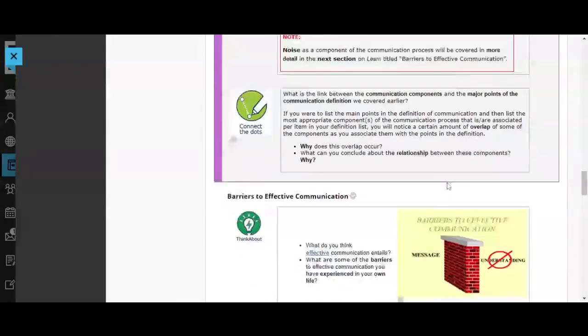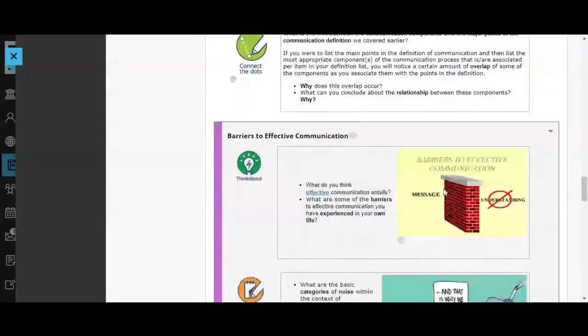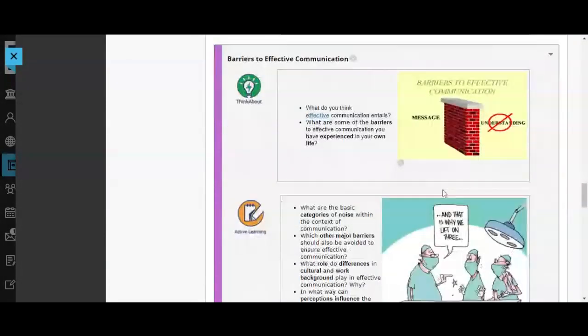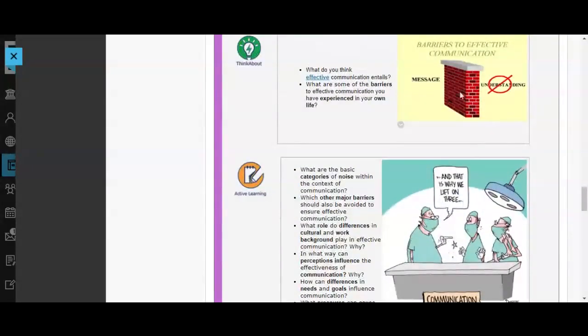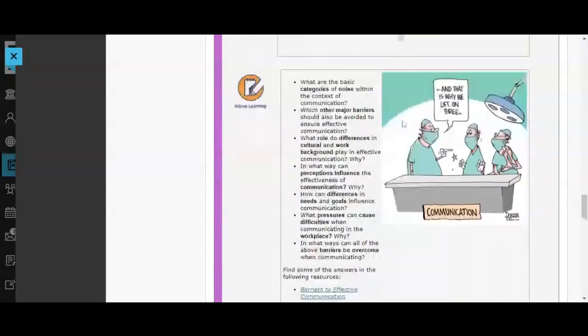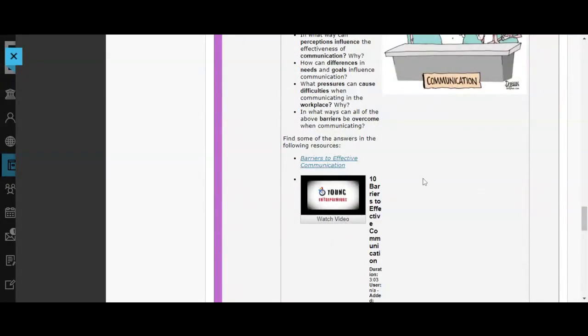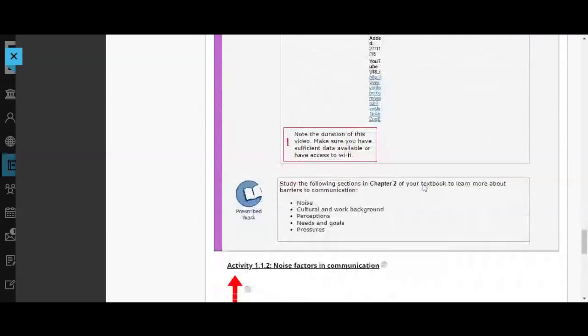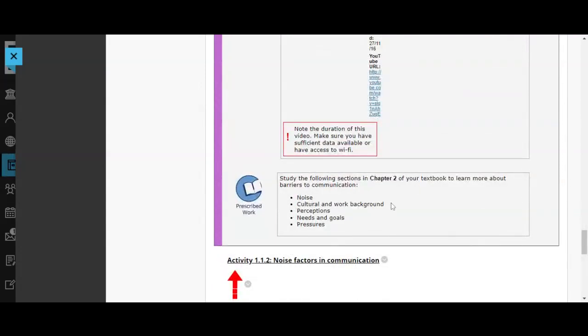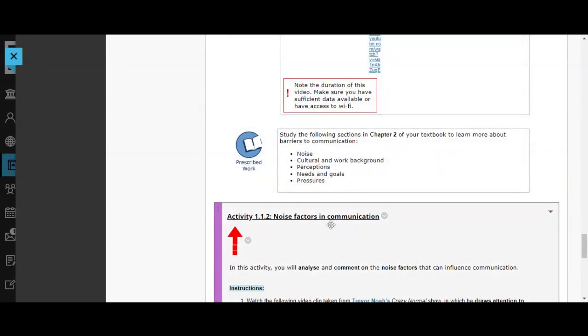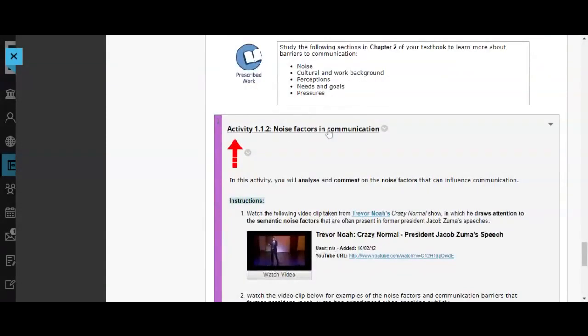Okay, so some more questions for you to consider. And finally, barriers to effective communication. Once again, some questions for you to really consider. We've got some great resources here for you to go through. And these are the sections of the chapter that you need to go through: noise, culture and work, background, perceptions, needs and goals, pressures. And once you have gone through all of that, then this is activity 1.1.2.